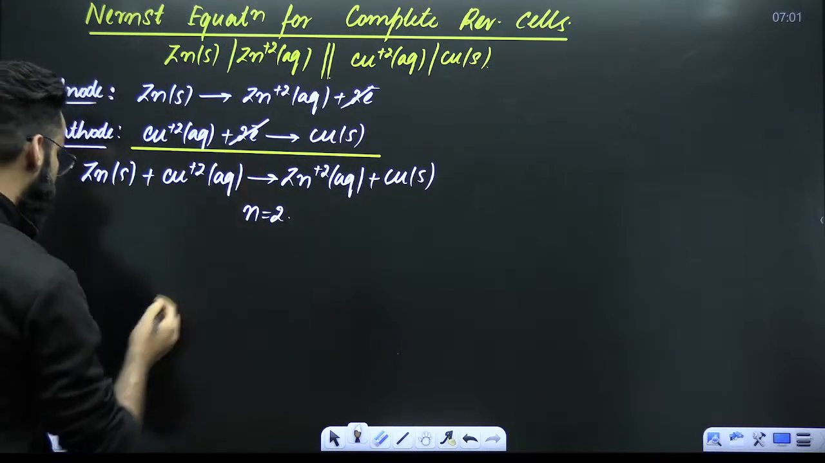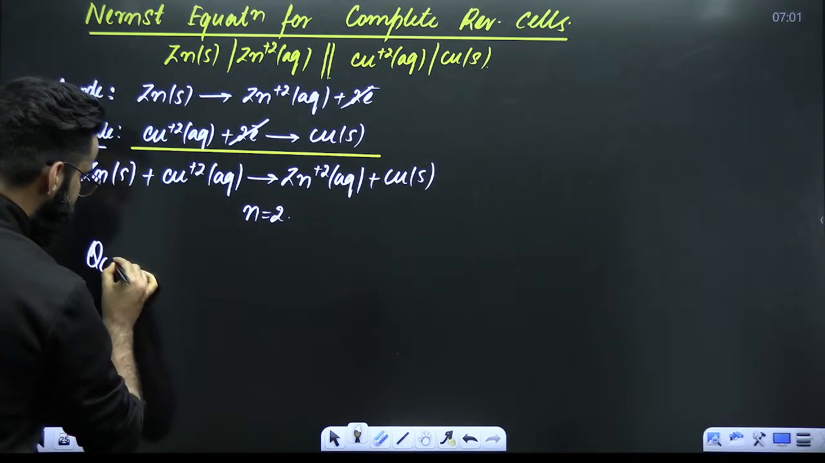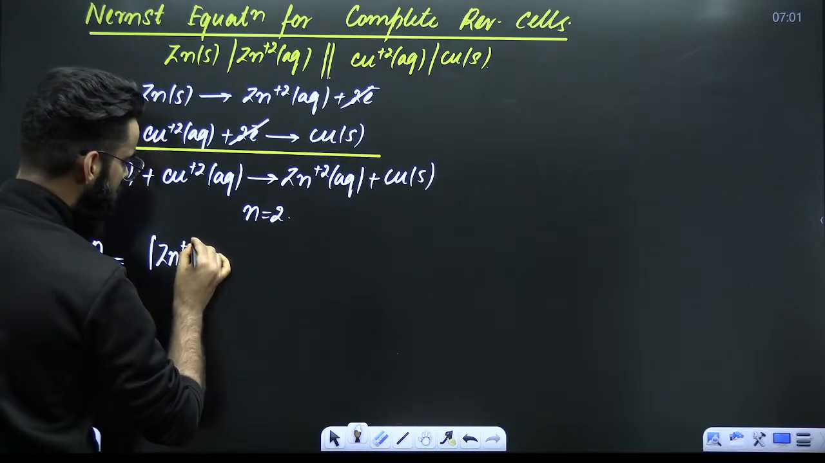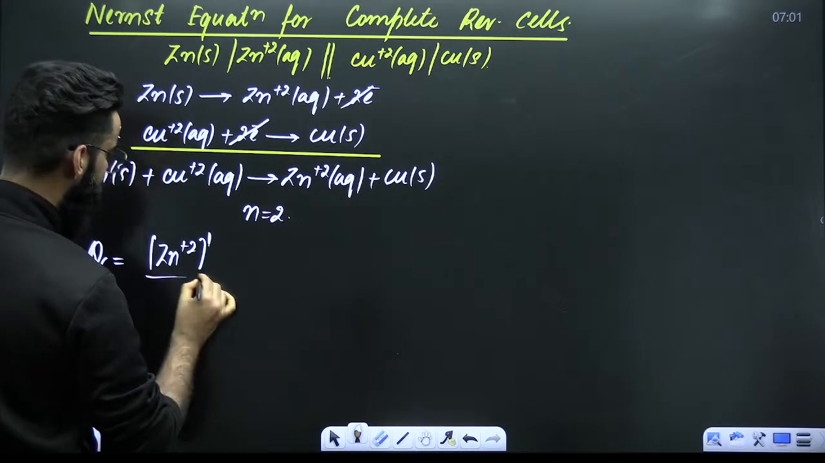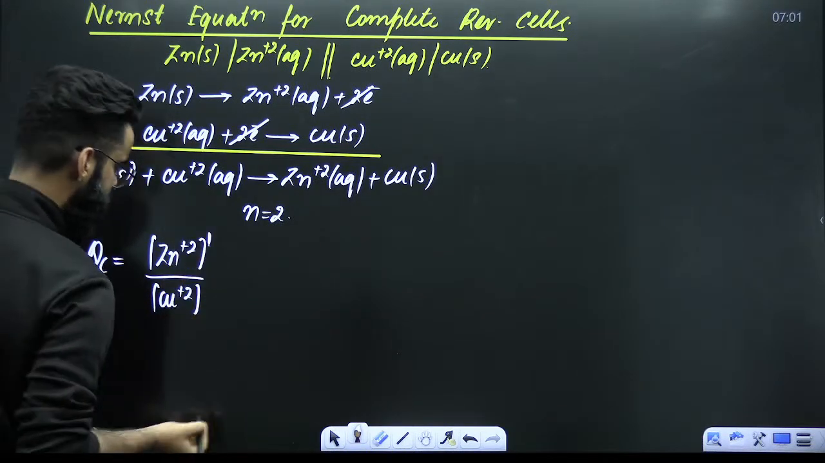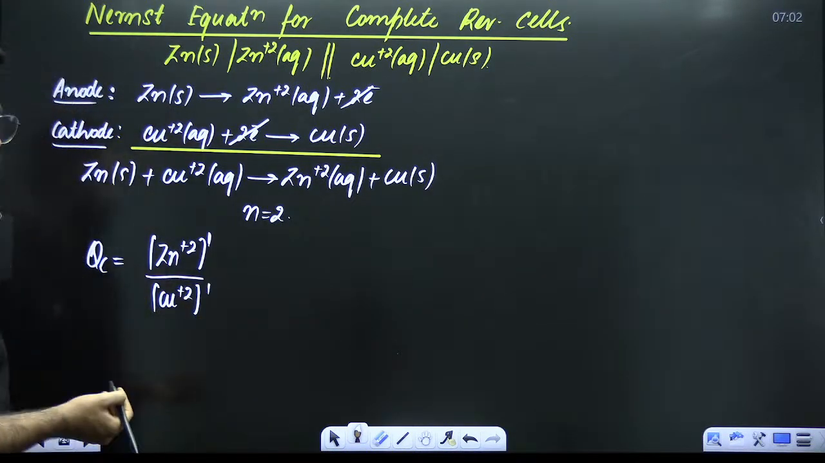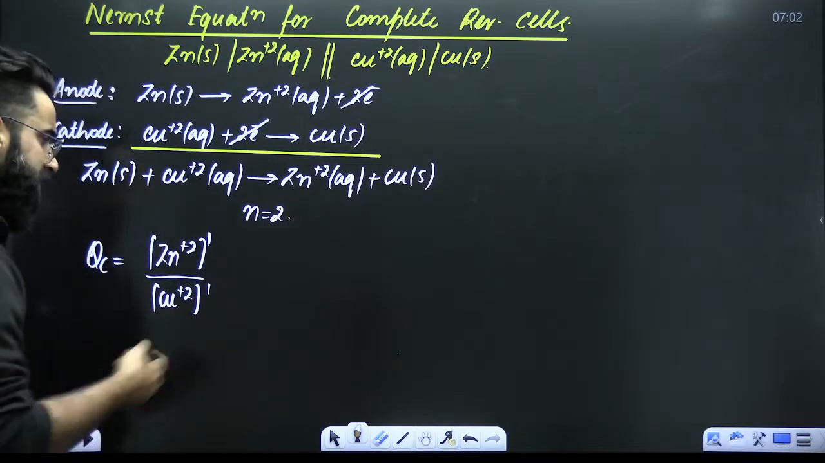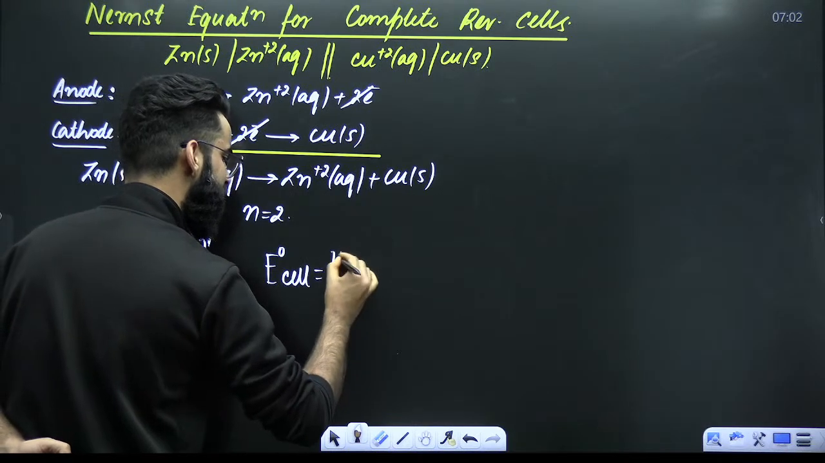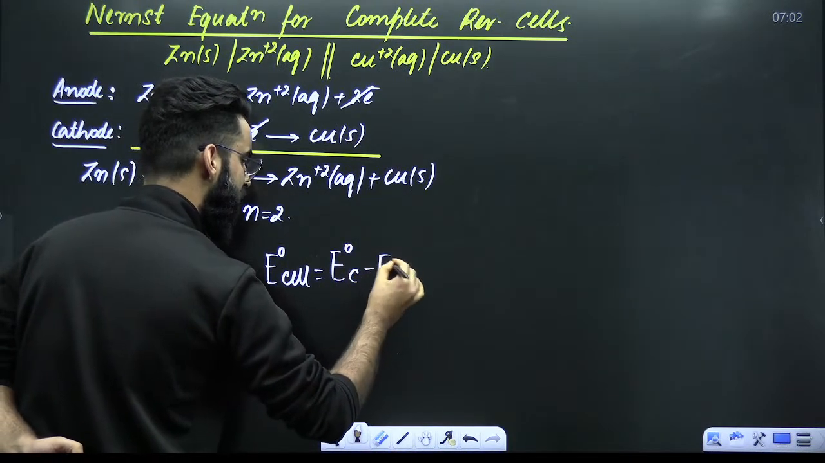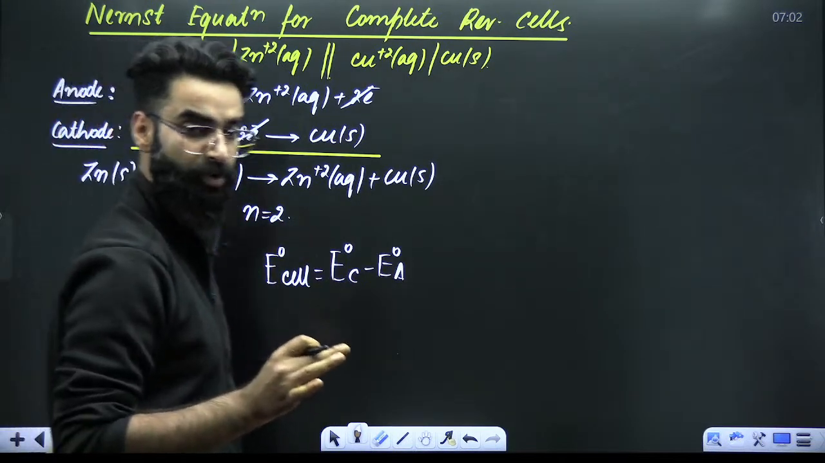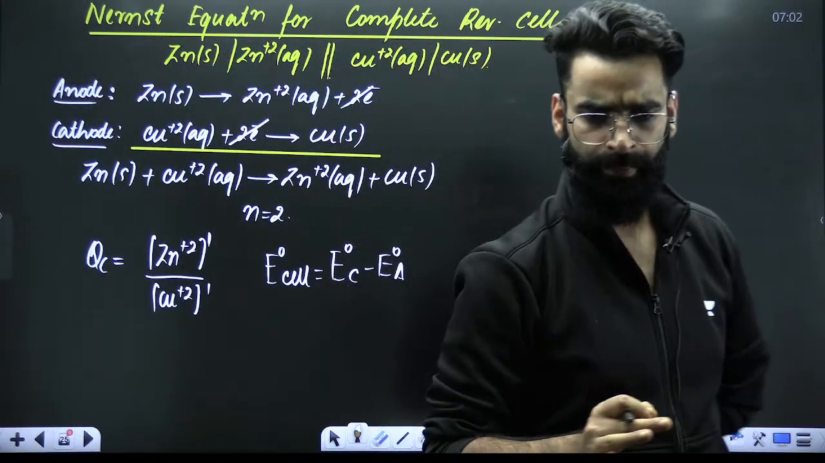Now after that, I would want you guys to write the QC expression. QC is going to be concentration of zinc dipositive raised to the power stoichiometric coefficient, that's 1, divided by concentration of copper dipositive raised to the power stoichiometric coefficient, that's 1. So this is how you get the QC. After you get the QC, then calculate the E naught cell as well. That is E naught of cathode minus E naught of anode, so SRP of cathode minus SRP of anode, right?